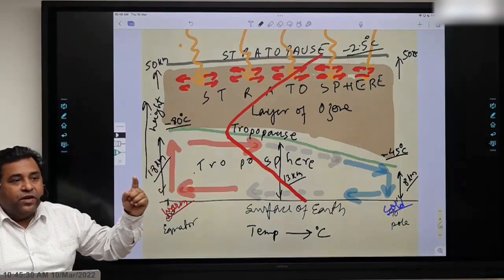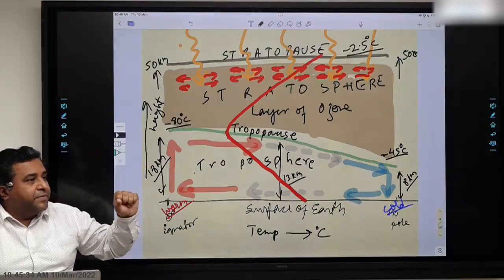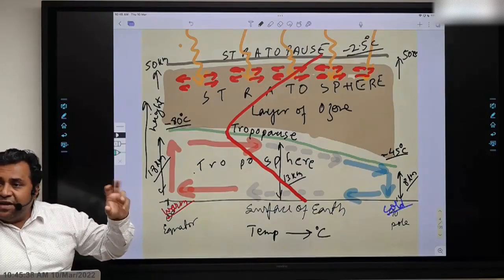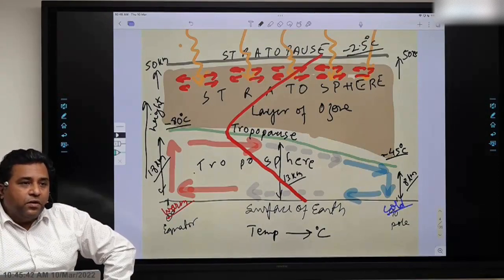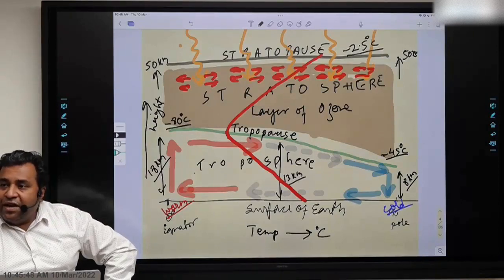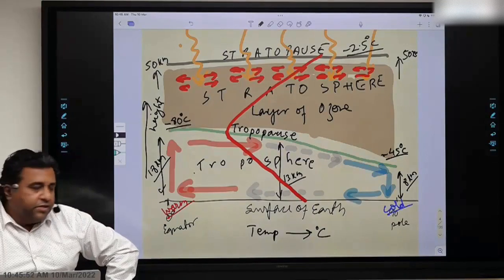Every 1 kilometer, temperature is falling by 6.5 degrees at the lapse rate. 165 meters per 1 degree. So in 1 kilometer, nearly 6 to 6.5 degrees. So in 10 kilometers, how much more will it fall? Around 65 degrees fall. Because the tropopause is 10 kilometers higher at the equator than the pole. Is that okay?